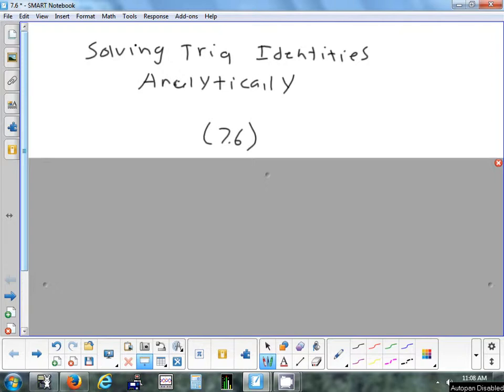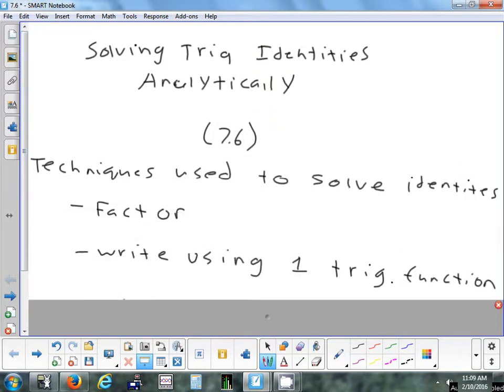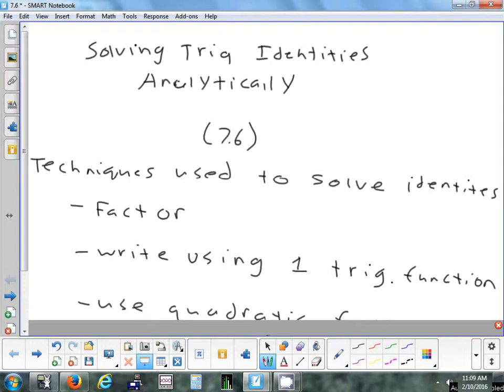Okay? So the identities we'll be using: some Pythagorean identities, double angle identities, maybe some of the basic ones like sine over cosine equals tangent, stuff like that. But we'll go through and see what happens. Okay, some different techniques we can use to solve equations.